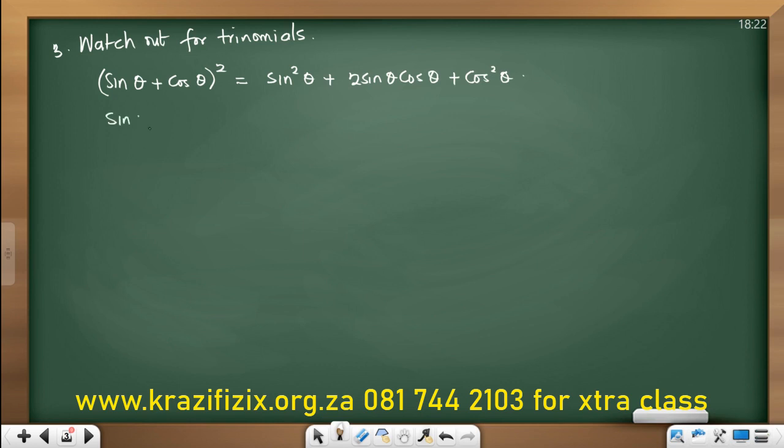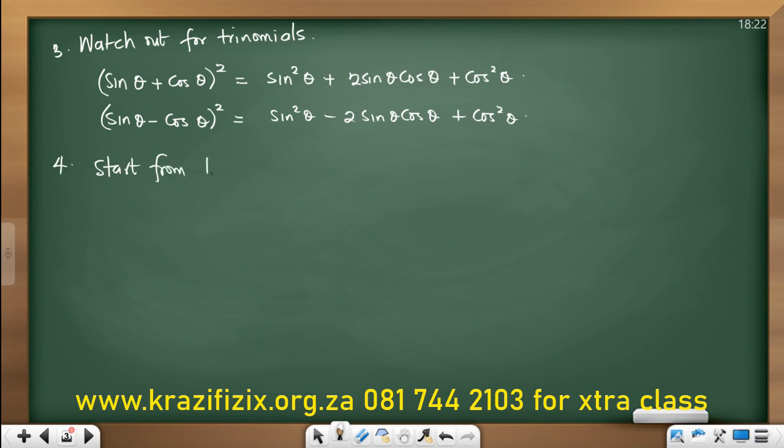And if there's a minus in between, sine squared theta minus 2 sine theta cos theta plus cos squared theta. So always try to look out for trinomials. You might not find it in grade 11, but I've seen a few questions. Number 4, start from the complex side. Always, it's always easier.